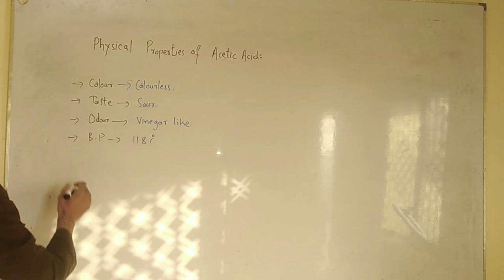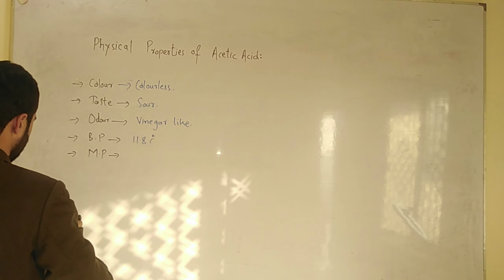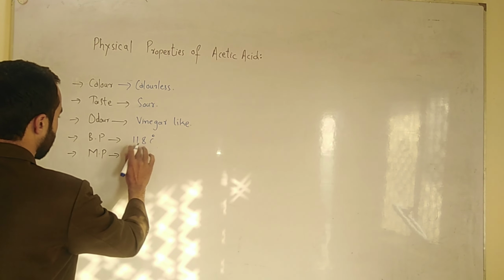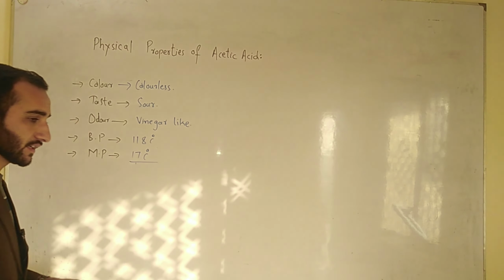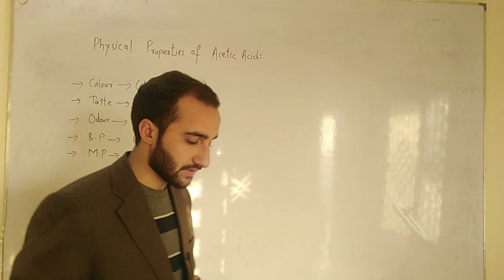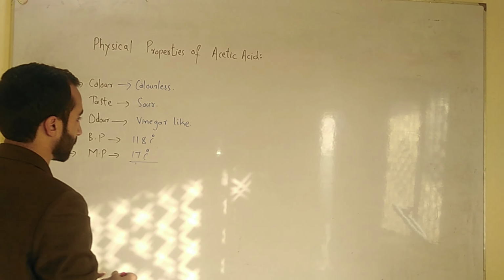And the second thing is its melting point. The melting point of acetic acid is 118, sorry, 17 degrees centigrade. And because of this melting point of 17 degrees centigrade, acetic acid is called glacial acetic acid. I write it as glacial.